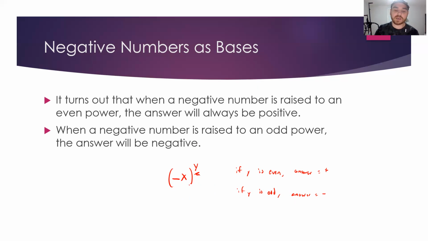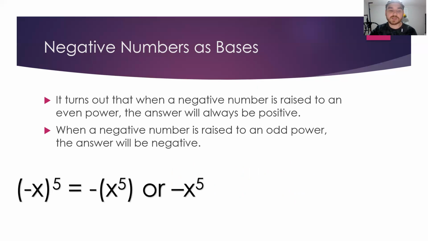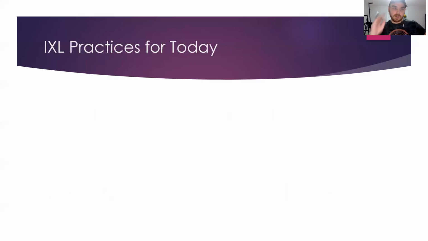Now, that's only when we're talking about raising a negative number to a power. So these are the algebra terms for what I was just showing you guys. This is an example. So negative x raised to the 5th would be the same as negative x to the fifth, whereas negative x to the sixth is going to be equal to positive x to the sixth. They're going to be the same, just because the answer will end up being positive either way.